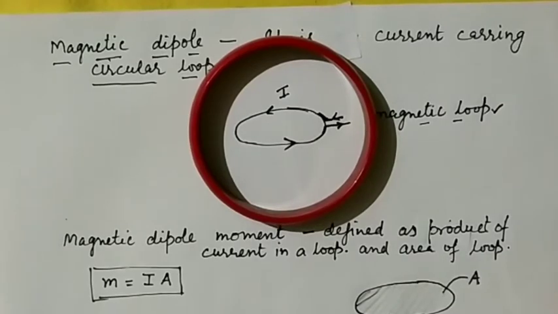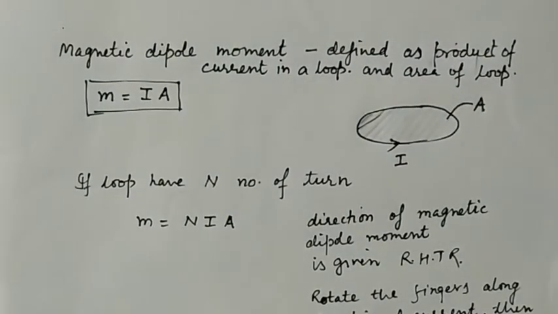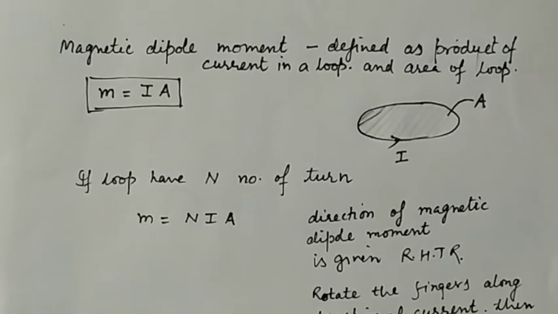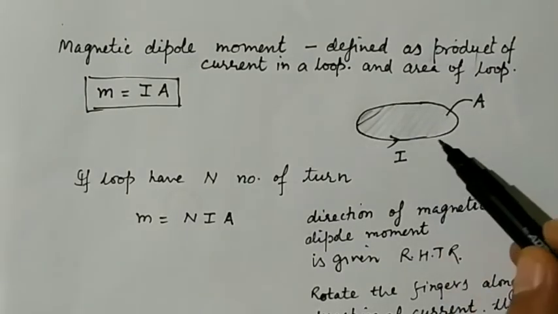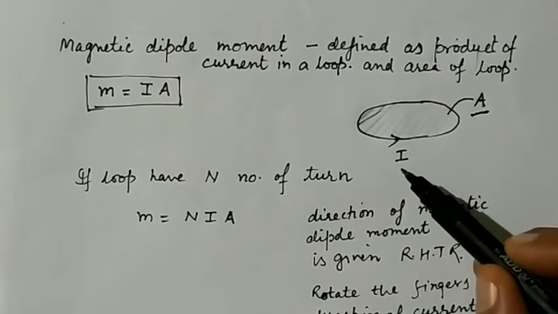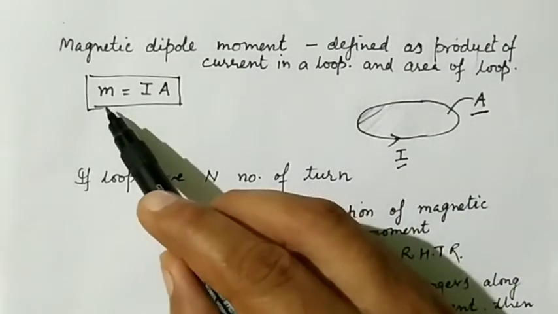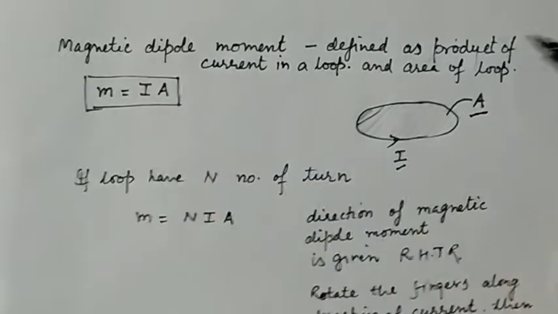Now, the property of a magnetic dipole is represented by the magnetic dipole moment. The magnetic dipole moment is defined as the product of the current in a loop and the area of the loop. See here, suppose this is your loop having area capital A and carrying a current I, then the magnetic dipole moment is given by I into A.